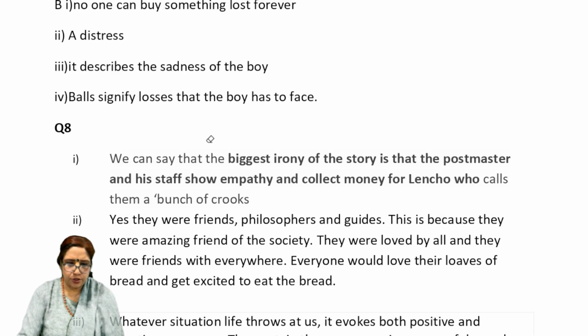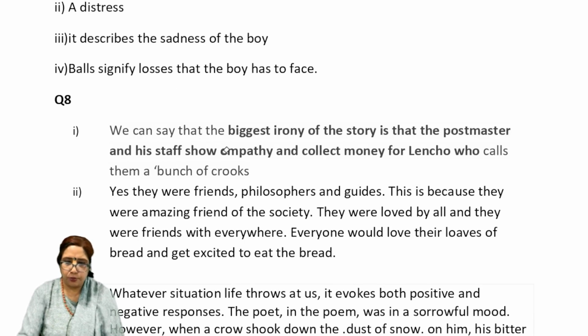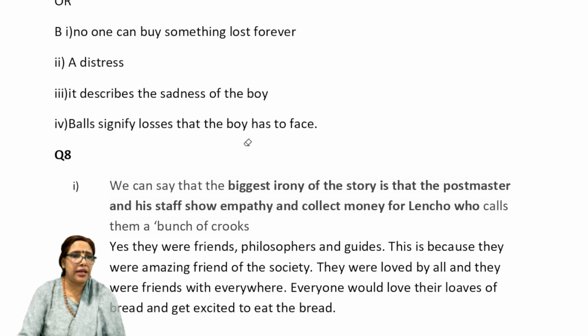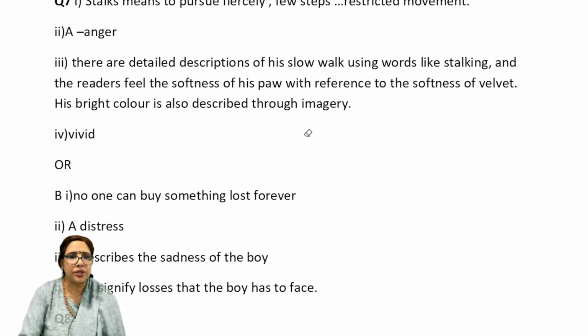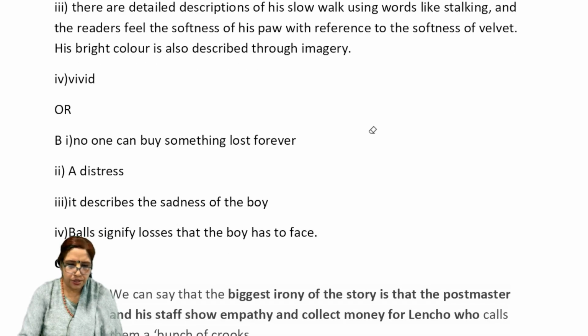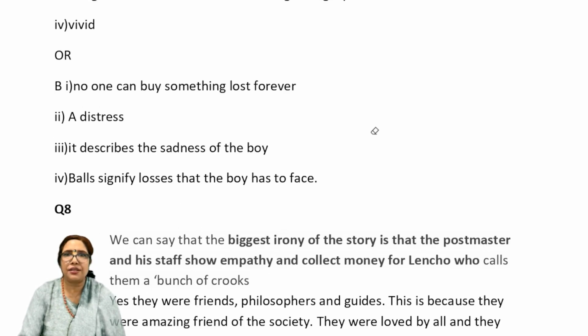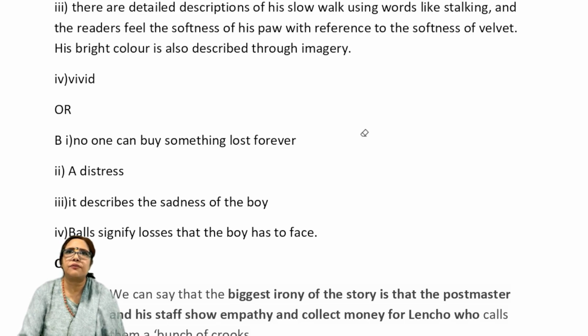The next question says, comment in 40 words on the poet's use of imagery in the above extract. Yes, the entire poetry has very nicely used imagery. Why? Because it is giving you a detailed description of the slow walk of the tiger using words like stalking. The readers feel the softness of his paw with reference to the softness of velvet. His bright color is also described through imagery. So I hope you must have written all these points in your answer. Now coming to the last part, which word in the stanza means clear and bright? And your answer to this is vivid.